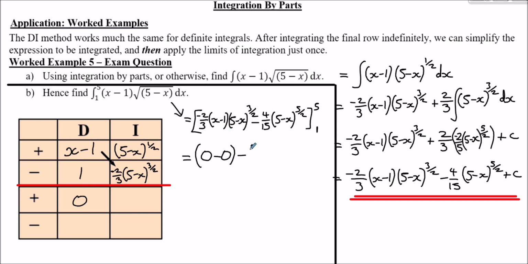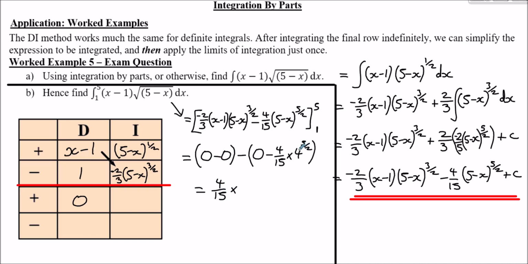Then minus what we get when we input the lower limit of 1. If I input 1 into this first expression, because I've got x minus 1 here, it's going to be minus 2/3 times something times by 0, so the first bit's going to be 0 again. Over here, I'm going to have minus 4/15, and now I'm not going to get a 0. I'm going to get 5 minus 1, which is 4, to the power 5 over 2. Minus a minus is a plus, so I get 4/15 multiplied by 4 to the power 5 over 2.